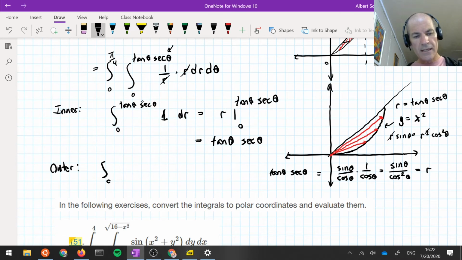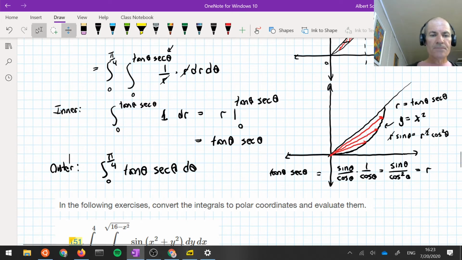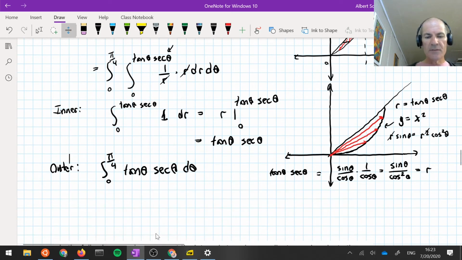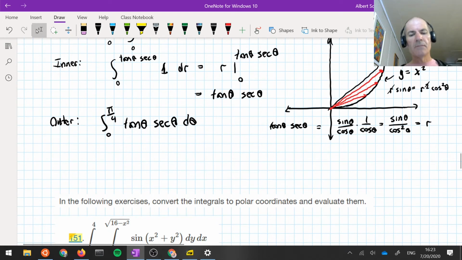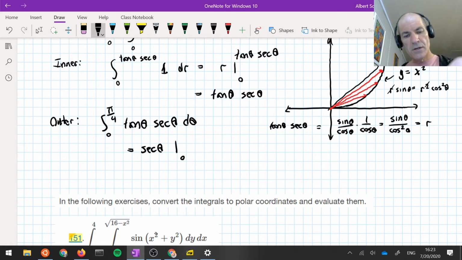Now we do the outer integral. This is more complicated than ones we've seen earlier because we now actually have a function, tan theta secant theta d theta. I don't know if you remember, this one has always stuck with me: the derivative of secant theta is secant theta tangent theta. So the antiderivative of tan theta secant theta is just secant theta. So this is secant theta from 0 to pi over 4.